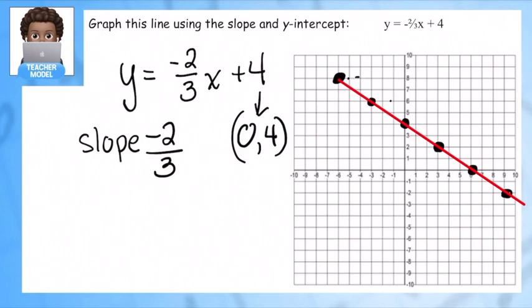And there we have it. So again, as long as you have an equation in y equals mx plus b form, I can find my y-intercept, that's one point, and I can use my slope to make as many additional points as I would like. Hit pause, jot this down in your notes, and you're going to get the same practice in your class time.